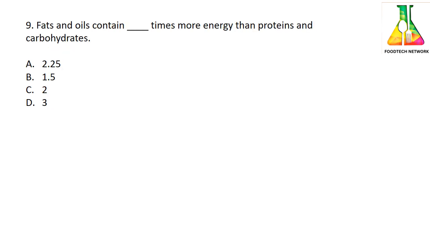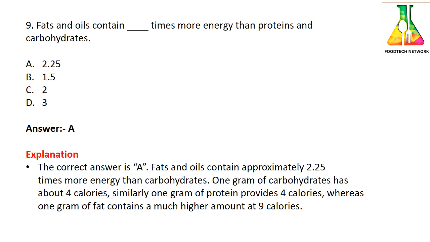10. Fats and oil contain dash times more energy than protein and carbohydrate. Option A 2.25, option B 1.5, option C 2, and option D 3. Option A, that is, fats and oil contain approximately 2.25 times more energy than the carbohydrate. 1 gram of carbohydrate has about 4 calories. Similarly, 1 gram of protein provides 4 calories, whereas 1 gram of fat contains a much higher amount of calories, that is 9 calories.